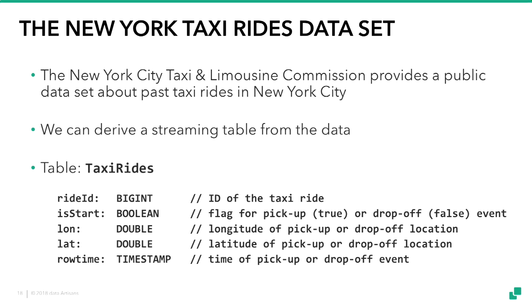We're using this fairly well-known taxi ride data set, which is based on taxi rides from New York City. We made the data set a little bit simpler. It has a ride ID for each taxi ride, and a flag for whether this is a start event or a stop event. A start event means when the driver picks up the passengers, and a stop event means when he drops them off. We have the longitude and latitude of these events, and also the timestamp when each of these events happened.